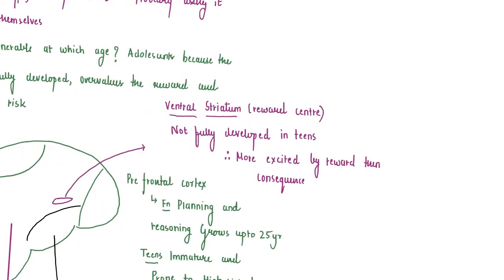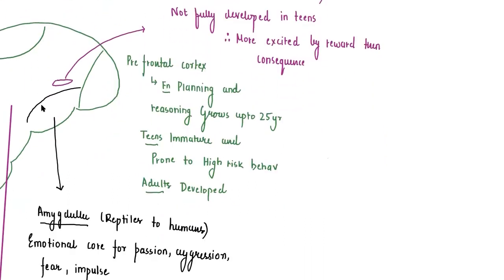Adolescents are the most vulnerable because the brain, not being fully developed, overvalues the reward and undervalues the risk. Because it is not fully developed, it will work on Freud's pleasure principle, essentially. This is what I mean by this sentence. It will overvalue the reward and it will undervalue the risk.